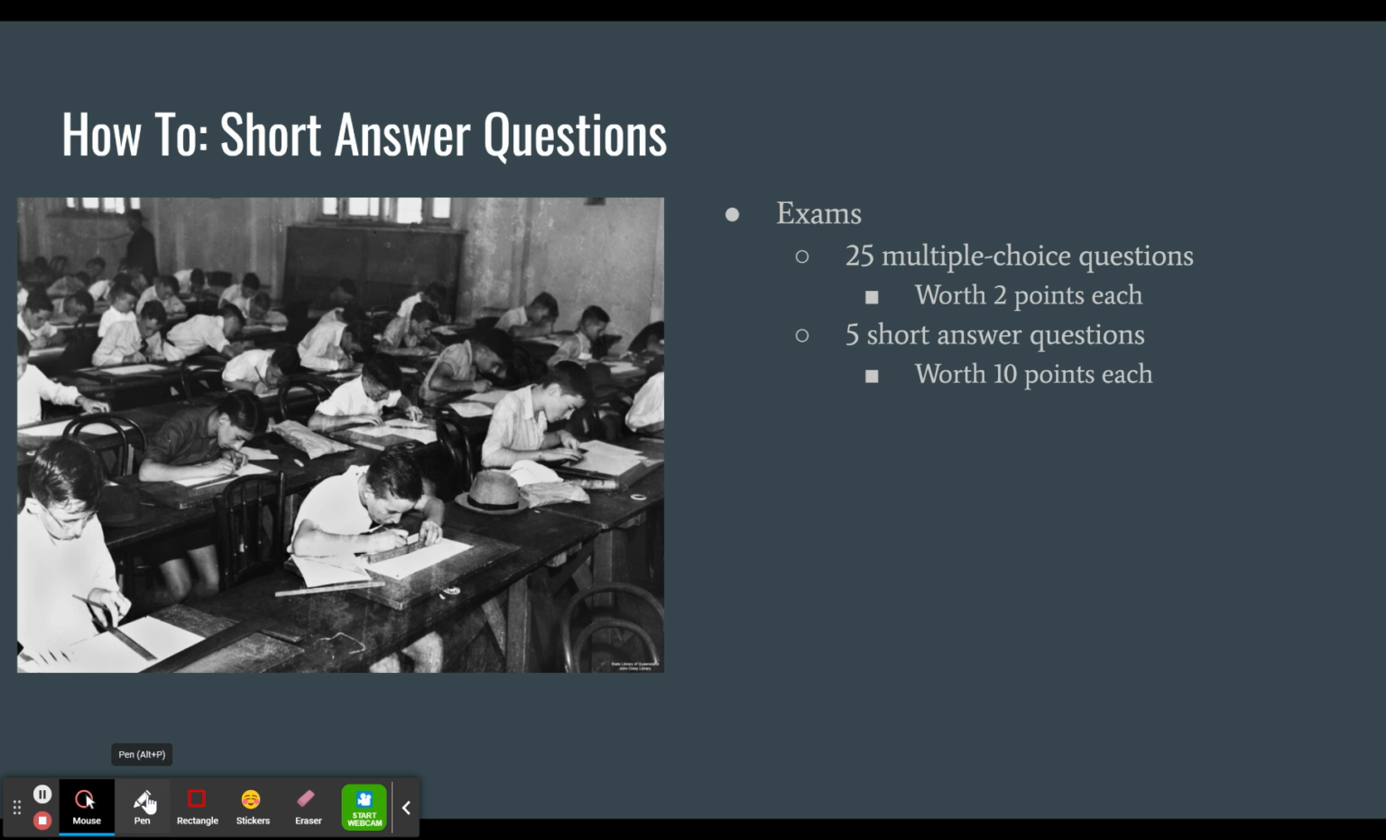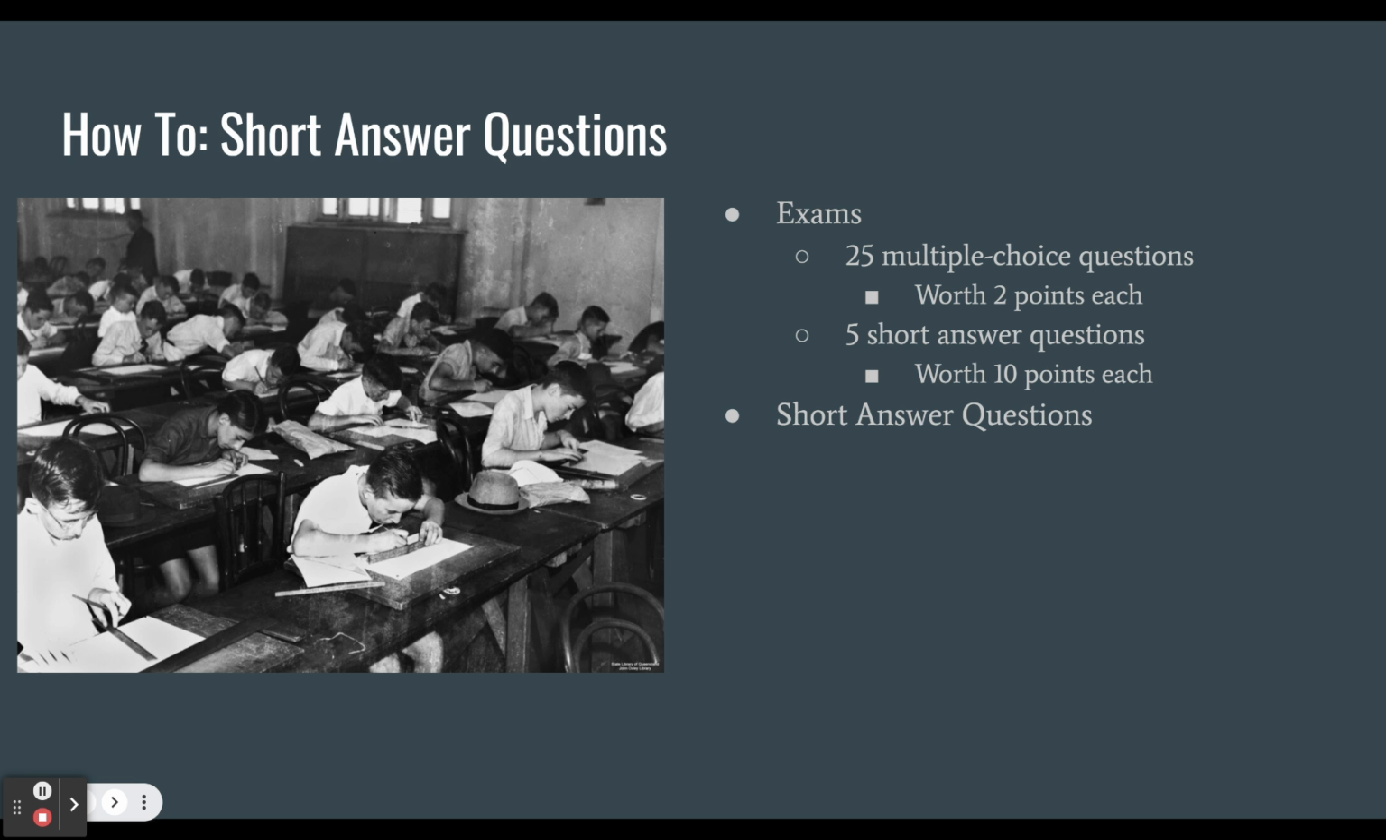So here's the kicker. When we talk about this section right here, this short answer, this is where the money is, right? That's 10 points each, meaning you do not want to leave any of those questions blank. You want to make sure that every single question is answered. You want to demonstrate that you know this material, right? So let's talk about these short answer questions. First of all, the short answer questions are essentially how and why questions. How did this happen? Why did this happen?